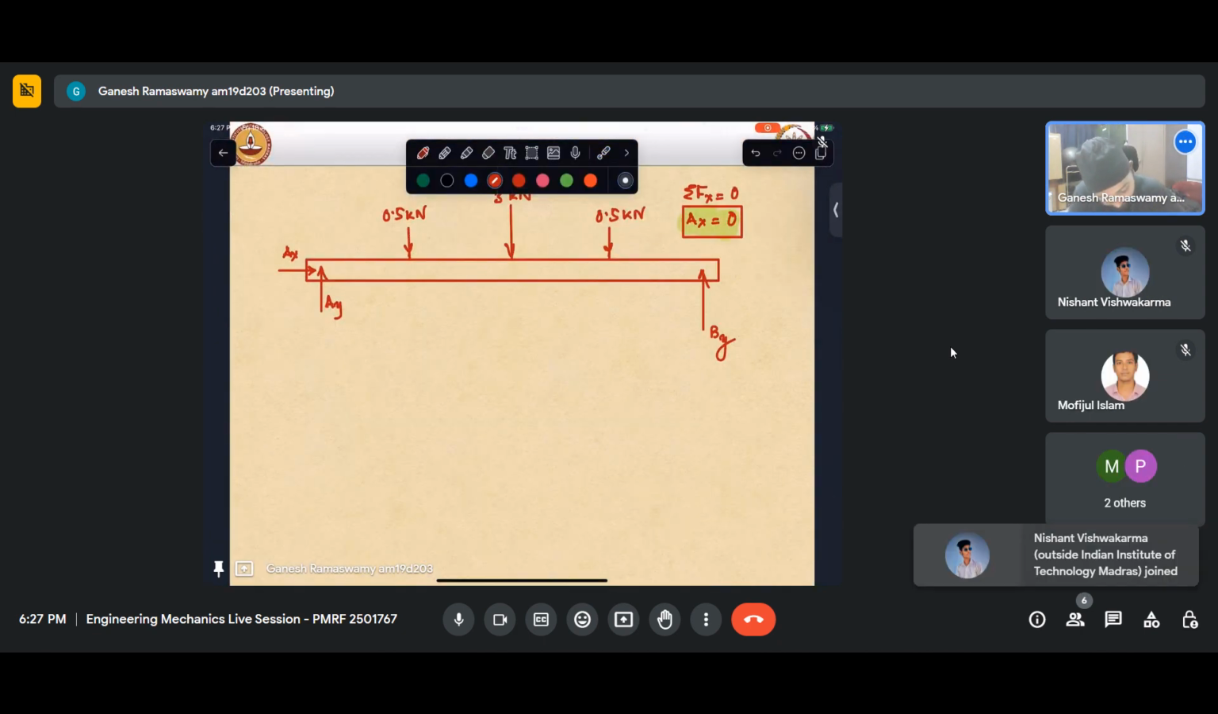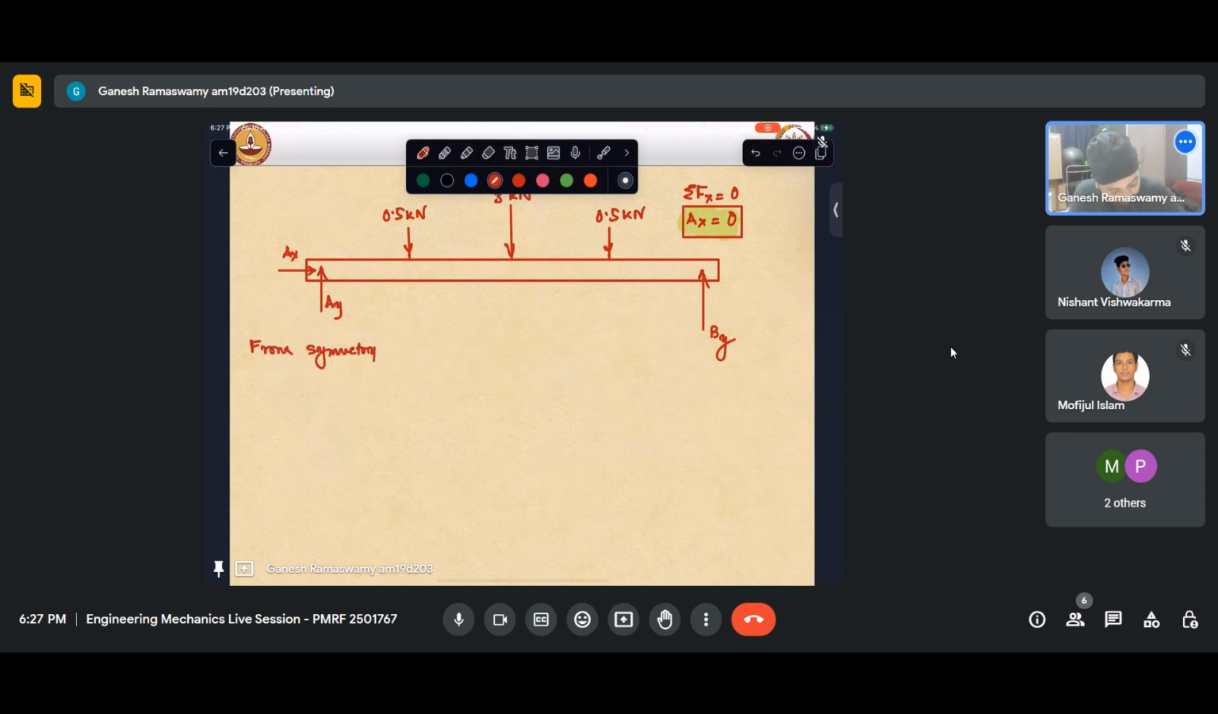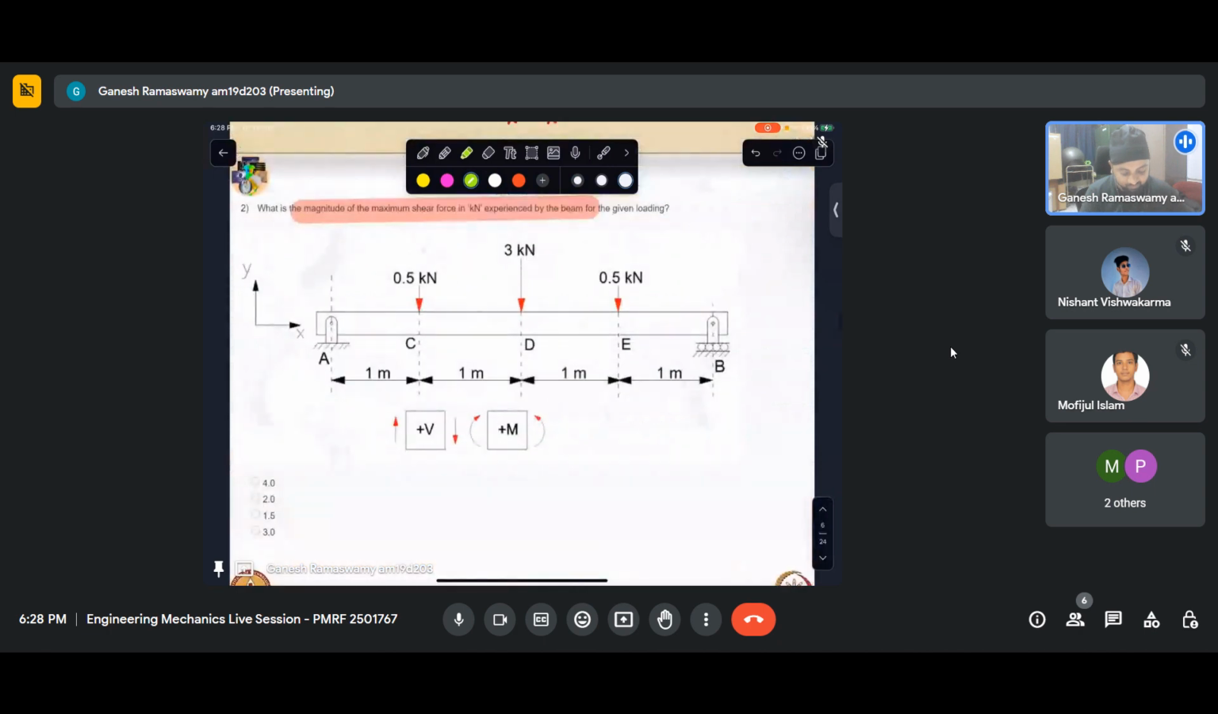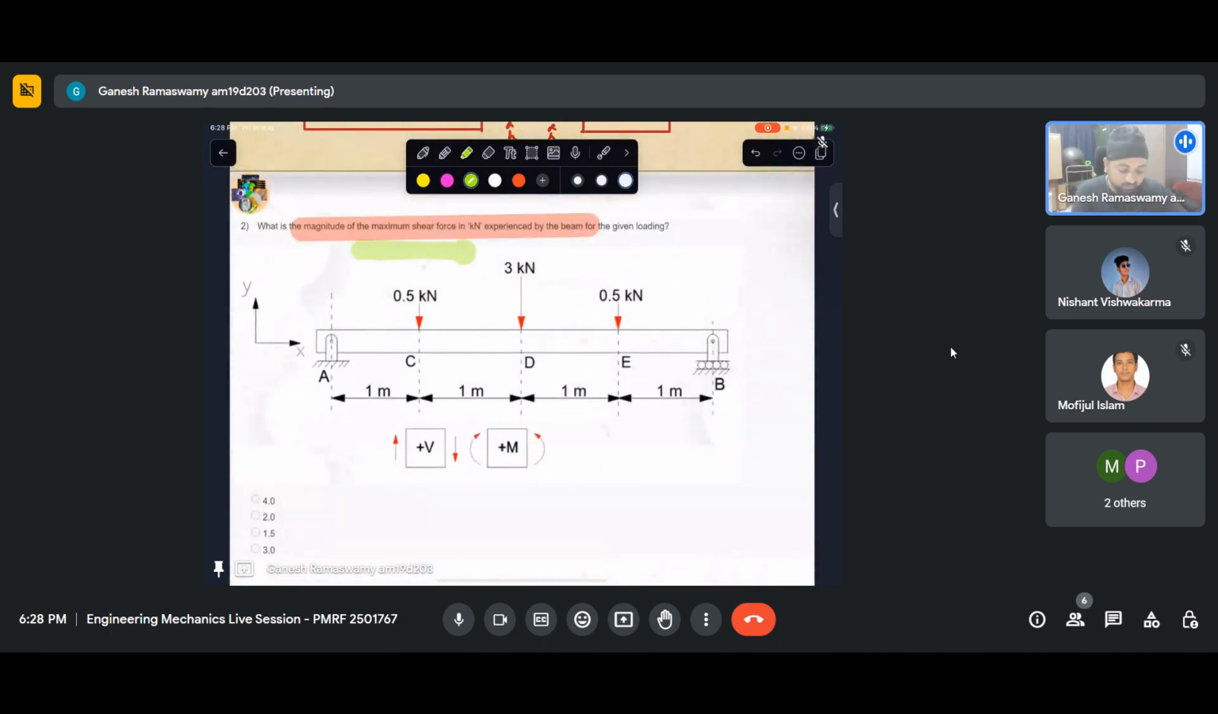From symmetry, I can see that AY equals BY equals 2 kilonewton. So far we have only calculated the reactions, but that is not what is asked. What is asked is the magnitude of the maximum shear force. So essentially we need to plot the shear force diagram.